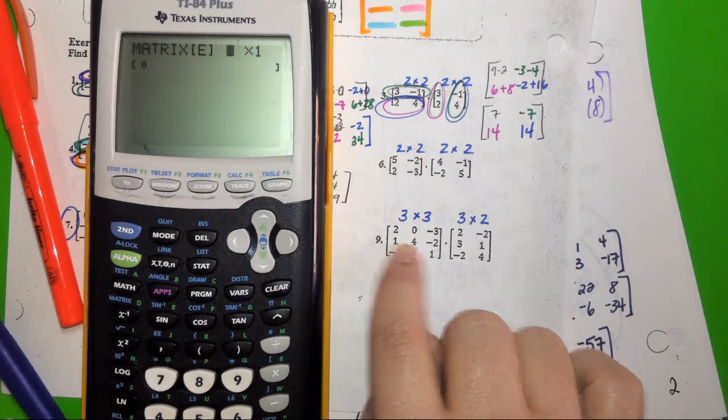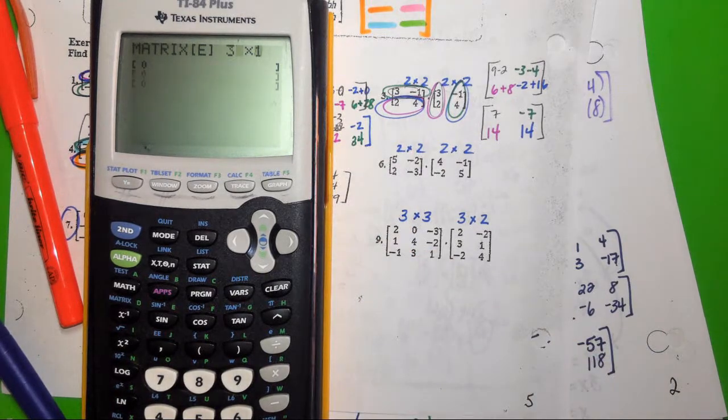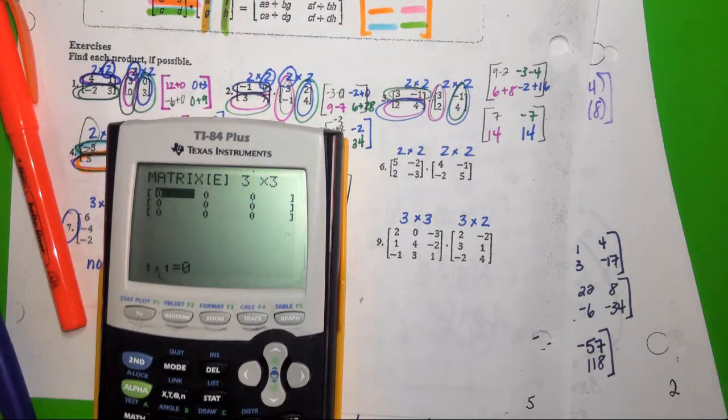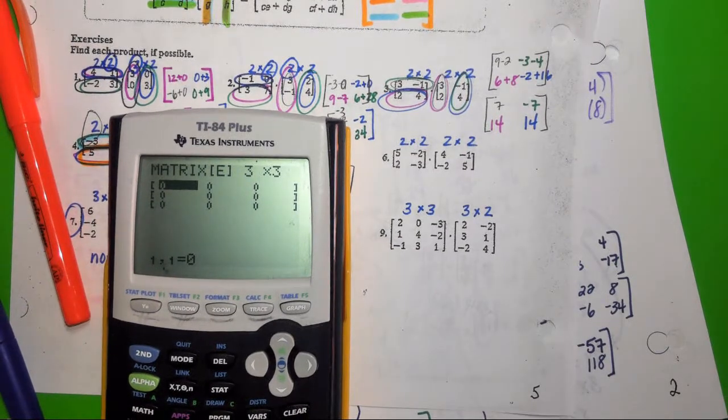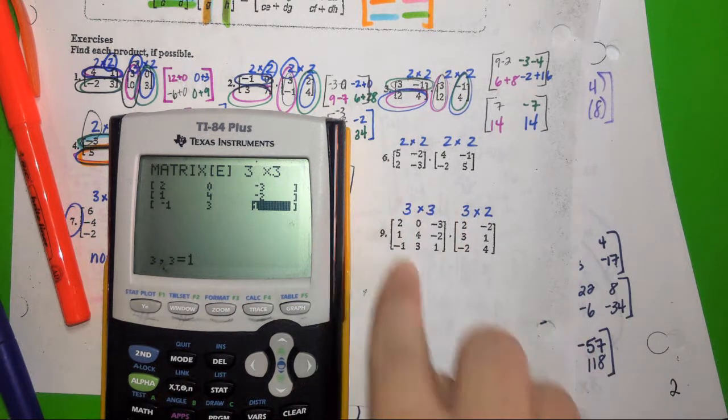I want it to be a 3 by 3. My first row is 2, 0, negative 3. 2, enter, 0, enter, negative 3, enter. 1, 4, negative 2. Negative 1, 3, 1. Whoa. So it knows the first part of number 9.